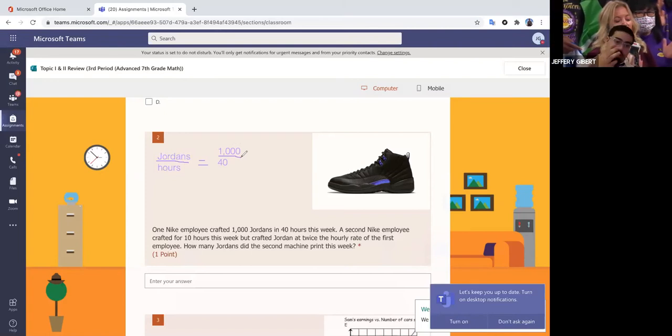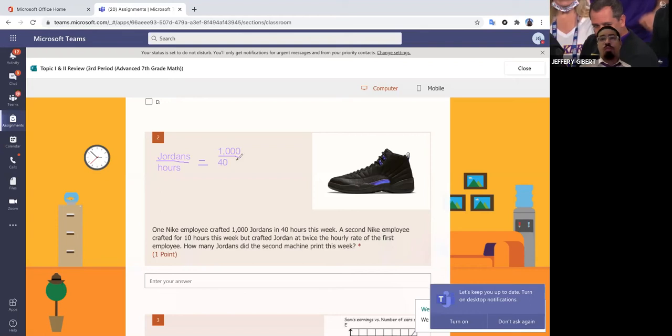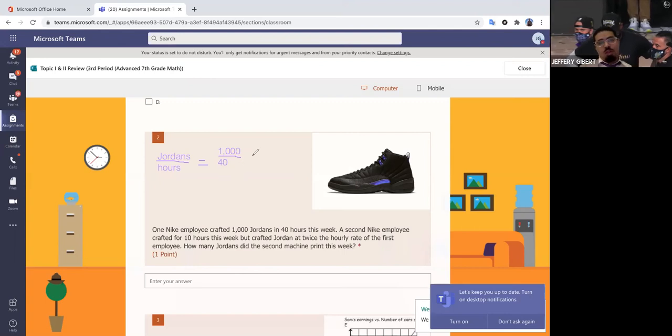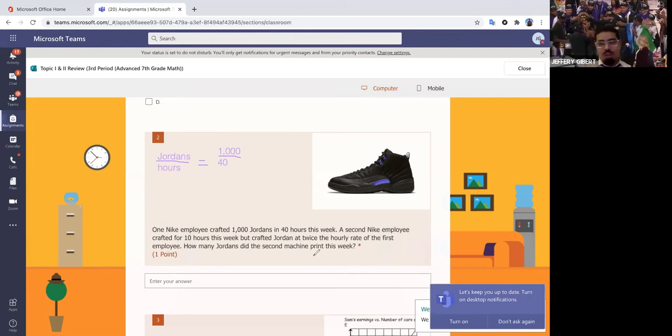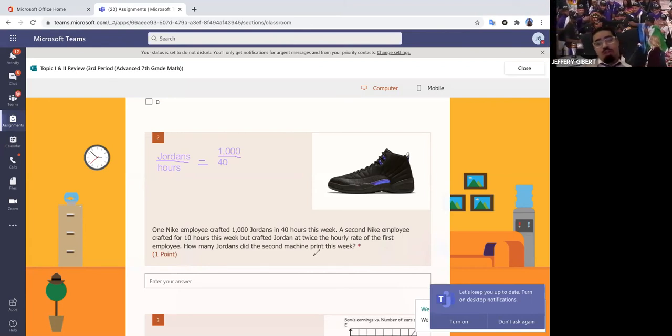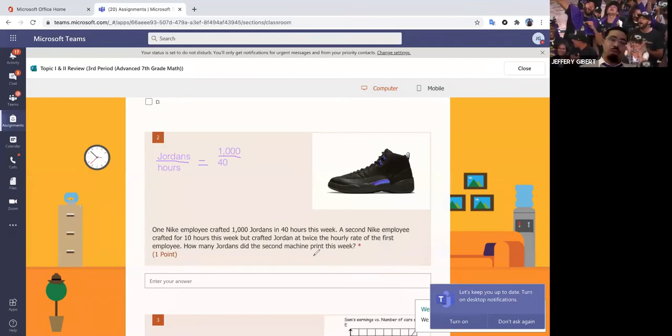In the interest of time, I'm going to go over this one again. I'm going to start having people explain their answers on future ones. But since we got a late start and we have some technical difficulties, I'm going to go through this one to save some time. It's saying one Nike employee crafted 1,000 Jordans in 40 hours this week. A second Nike employee crafted for 10 hours this week, but crafted should say Jordans. I'll fix that, but you won't have to refresh, at twice the hourly rate of the first employee. How many Jordans did the second employee craft this week?